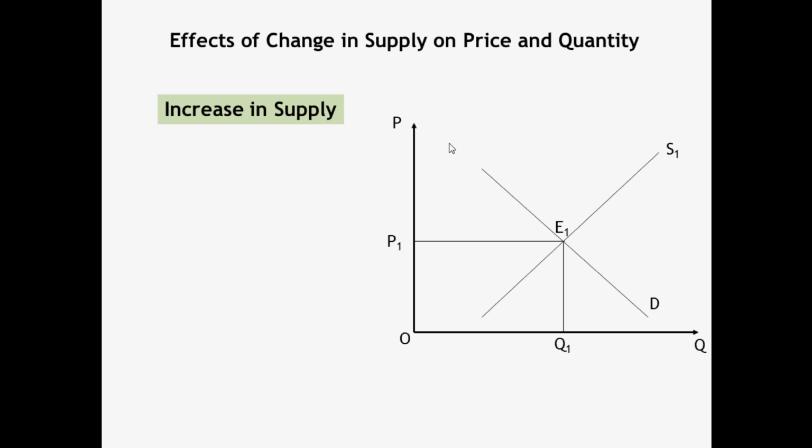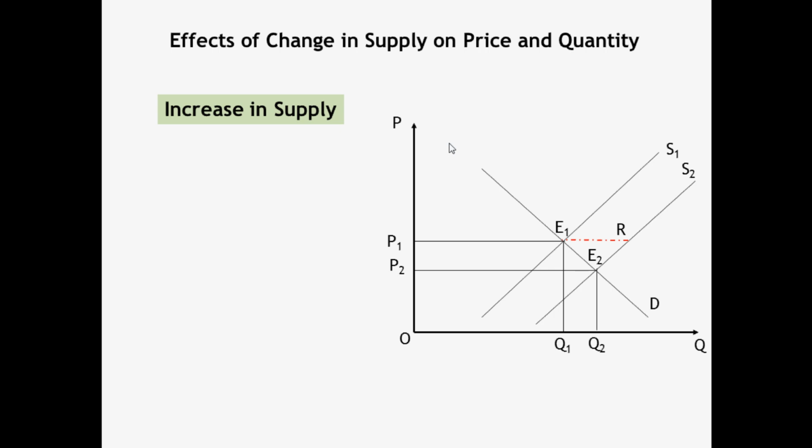Now, if there is a change in other determinants of supply, like fall in input price, it will cause an increase in supply, and the supply curve will shift to the right from S1 to S2, which will leave the market in surplus by the amount E1R at P1 price. Due to the surplus, price tends to decrease, and fall in price will continue until the surplus is abolished and we reach equilibrium at E2, where price is OP2 and quantity is OQ2.